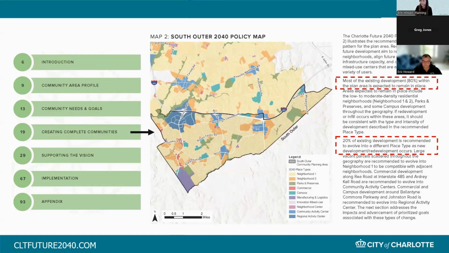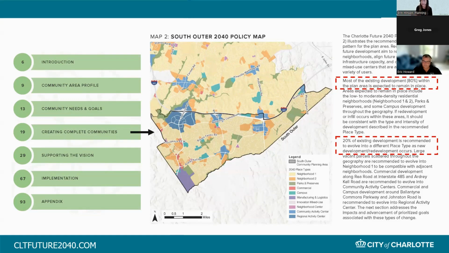And then chapter 4, creating complete communities, really focuses on the recommended development patterns for the geographies. So the colors on the policy map relate to the type and intensity of development that's appropriate for that area. And then if you want to learn more about place types, you can also see the place type descriptions in the appendix.